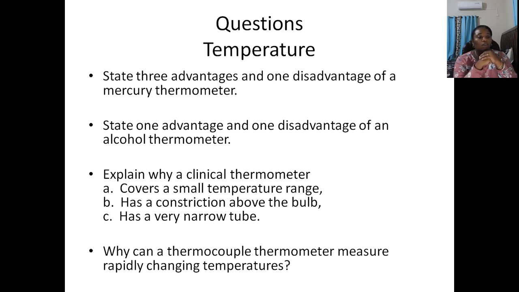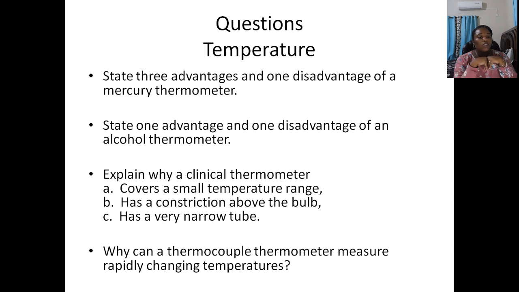Now state 1 advantage and 1 disadvantage of an alcohol thermometer. 1 advantage, it's cheaper. And a disadvantage would be that the temperature range is not wide enough for the laboratory, which could lead to it vaporizing inside of the capillary tube.